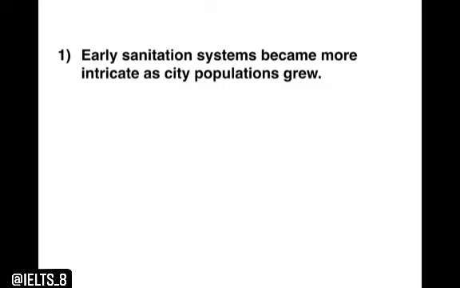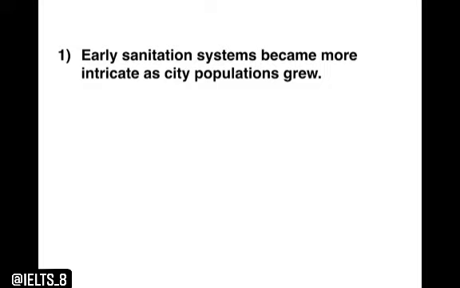Next, what do we do? Well, we go straight to the first question. We don't waste time reading the passage. The first question is this: early sanitation systems became more intricate as city populations grew. So, true, false, or not given. That's what we have to decide.